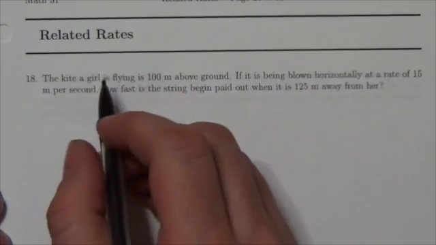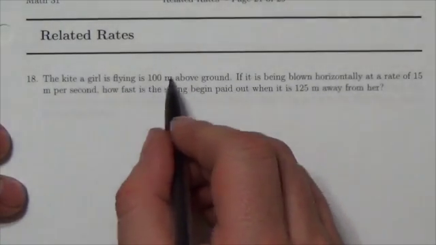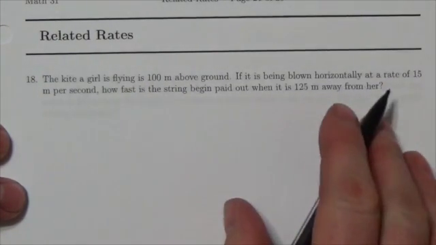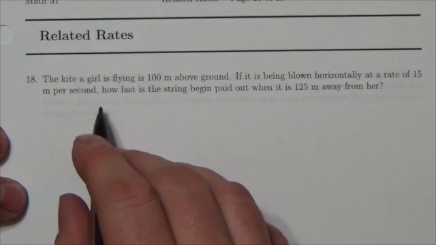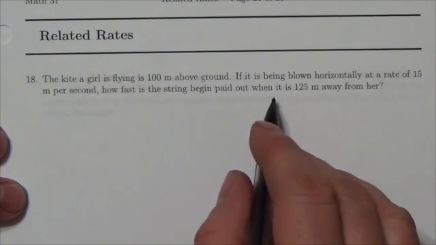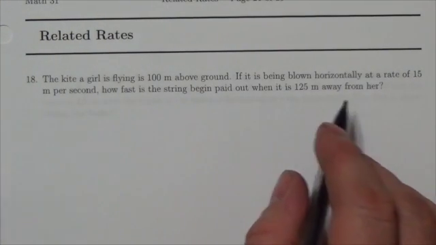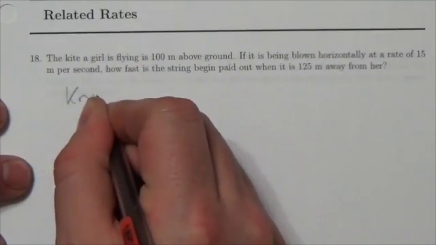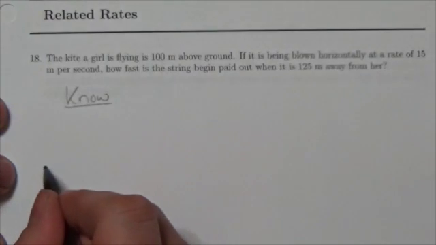So this related rate problem says that the kite a girl is flying is 100 meters above ground. If it is being blown horizontally at a rate of 15 meters per second, how fast is the string being paid out when it is 125 meters away from her? Okay, so let's take a look here. What do we know? What is this telling us here?